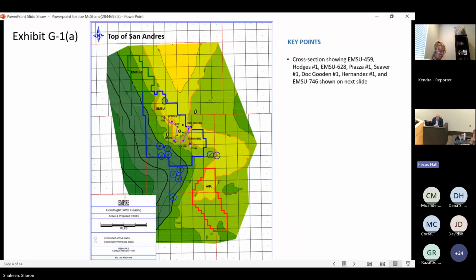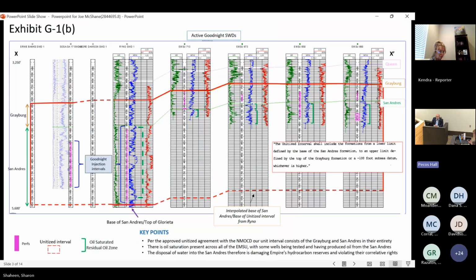Here we go. Just real quick, to show, where the green brackets are, like for the MSU 713 and the 673, et cetera, just because the bracket ends because of the log, it does not mean that we think that the ROZ actually ends there in the San Andres. We suspect that it continues below that.